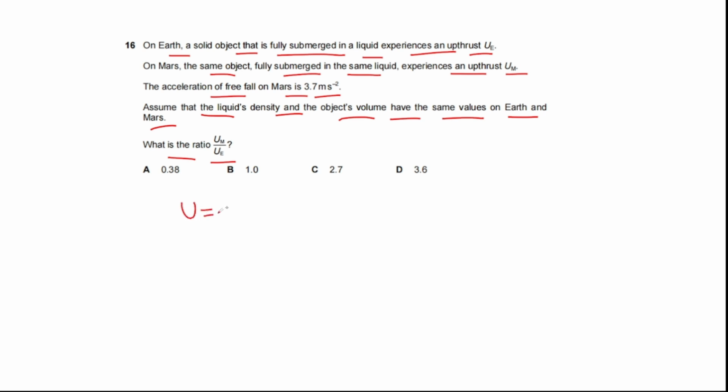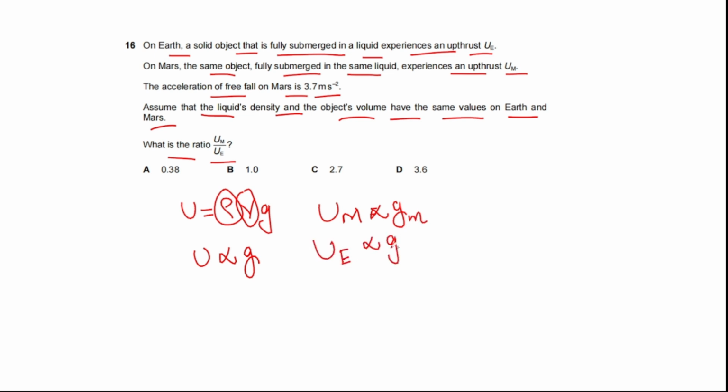The upthrust formula is rho V g. Rho is the density of the liquid, V is the volume that is submerged, and g is the acceleration due to gravity. Here it is given that it's the same object and the same liquid, and it's fully submerged, which means that the volume and the density are the same. It's not going to change. The upthrust will be proportional to the acceleration of free fall. On Mars, it is proportional to the gravity on Mars, and on Earth, it is proportional to the gravity on Earth.